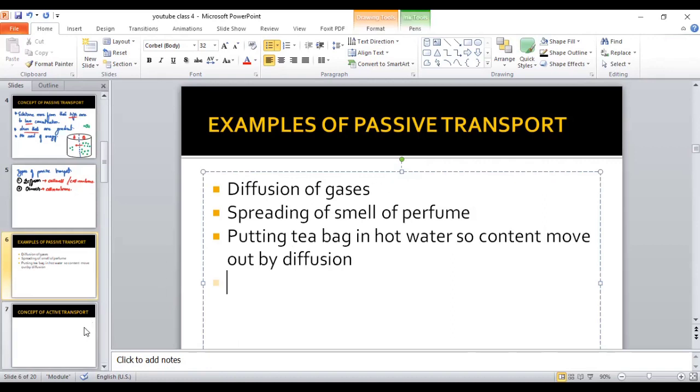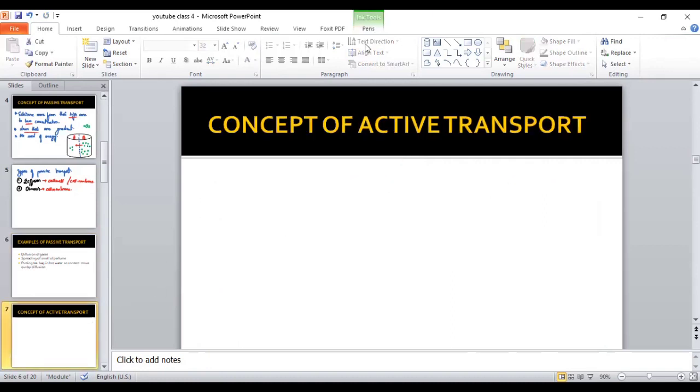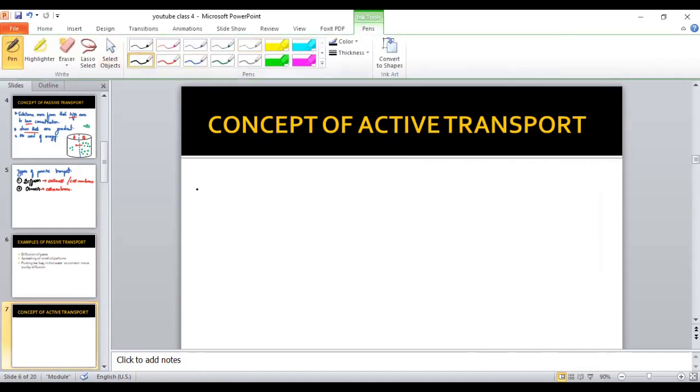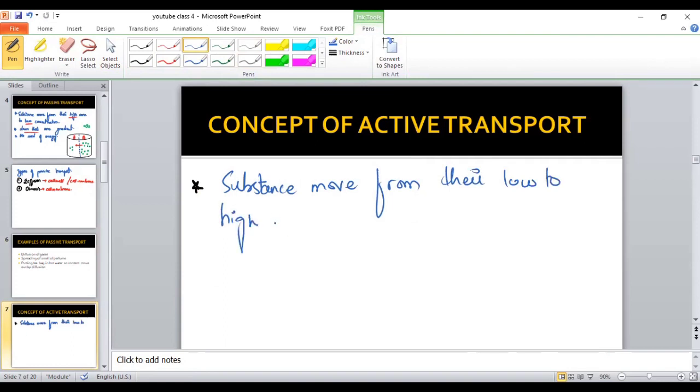Okay. Now we are talking about active transport. So first of all, we are taking the concept of active transport here. So what is active transport? Active transport is opposite of passive transport. Substances move from low to high concentration. So we will call it against their concentration gradient.